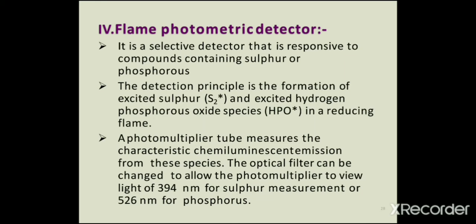Then a photomultiplier tube measures the characteristics of the chemiluminescence emission from these species. So if the sample has sulfur or phosphorus, then we can see the chemiluminescence. And the optical filter can be changed, so that it allows the photomultiplier to view light of 394 nanometers for the sulfur measurement or 526 nanometers for the phosphorus measurement. So this is an optical detector.